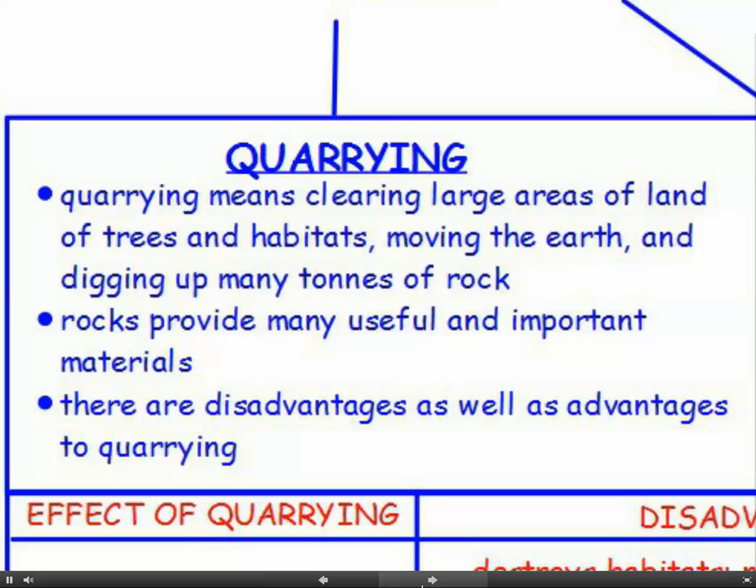Quarrying. Now, what does quarrying actually mean? It means clearing large areas of land, of trees and habitats. So you're clearing away acres and acres of trees and habitats. You move all the earth and you dig up many tons of rock. Now, the rocks provide many useful and important materials, but there are disadvantages as well as advantages to quarrying.